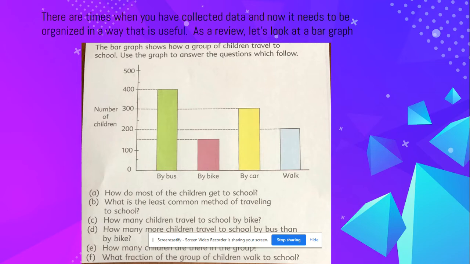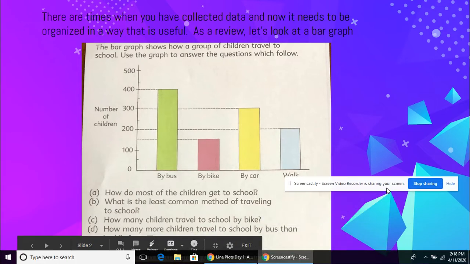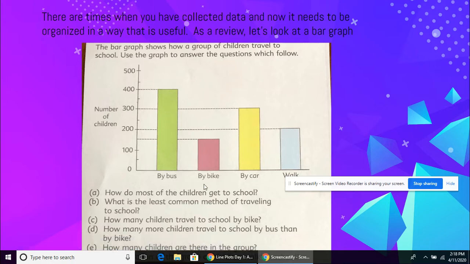How many children travel to school by bike? Again, if you go straight across with the top of your bar, that's going to tell me 150 children. Remember, it's our midway point between 100 and 200. How many more children travel to school by bus than by bike? We know that 400 children travel to school by bus. We learned that 150 children travel to school by bike. So 250 more children travel to school by bus than by bike. And you can figure that out by subtracting 400 minus 150.